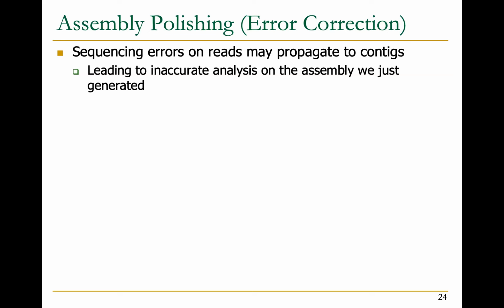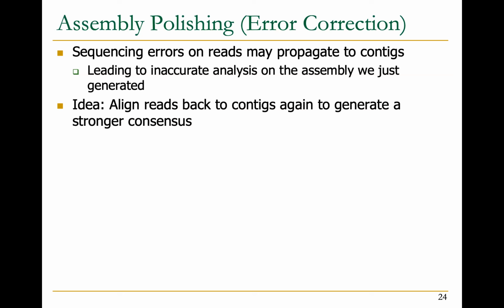The step to correct the errors in genome assemblies is usually referred to as assembly polishing. As we said, sequencing errors on reads may propagate to the contigs, leading to inaccurate analysis. What we do in assembly polishing is align the reads that we used to construct the assembly, that we used to find the overlaps between them. Once we construct the assembly, we can use it as a reference genome. Right now, we have something that we can take a look at as well.